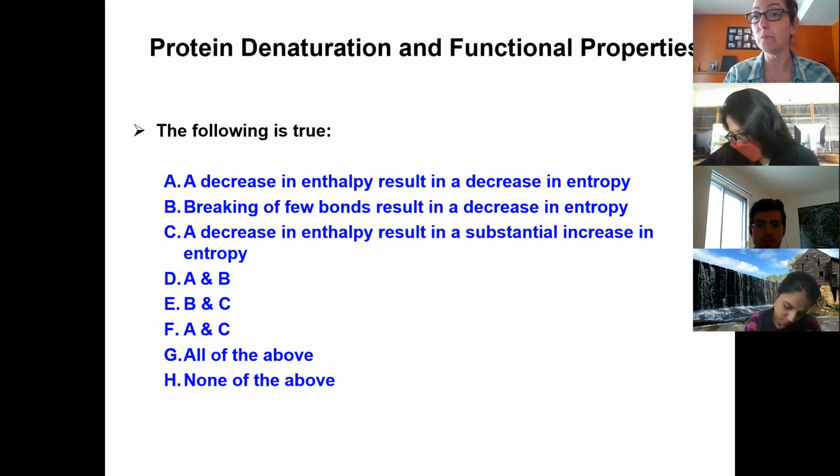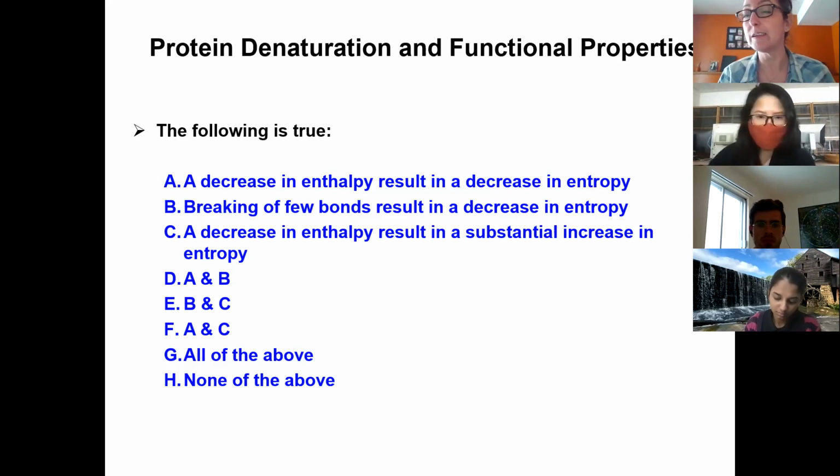So if we break few bonds, we are releasing energy and then we are releasing a lot of chaos. So basically the answer here is that a decrease in enthalpy due to breakage of few bonds can result in a substantial increase in entropy, which results in negative delta G, which is spontaneous denaturation. Okay, we'll talk more about that in a little bit.